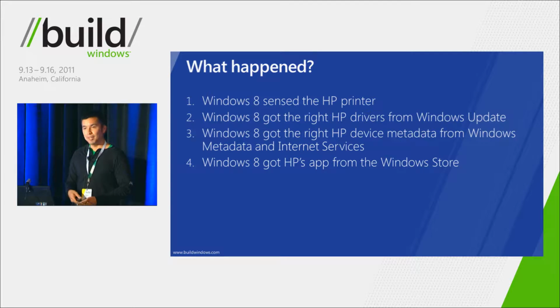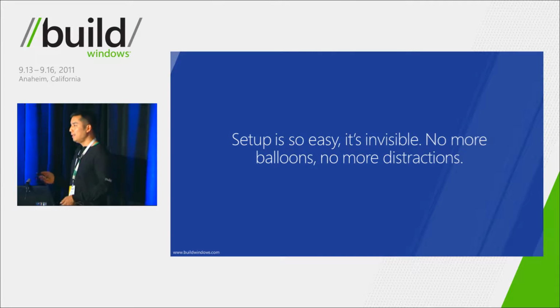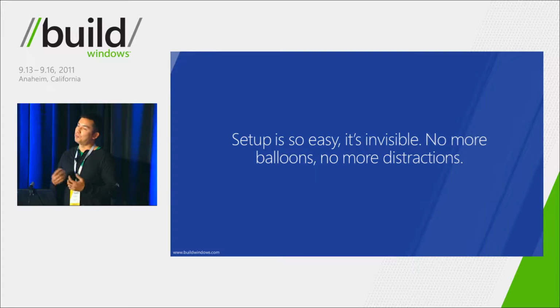So Windows automatically finds information about that printer, and part of that information said, HP has an app in the Windows Store that goes with that device. And so Windows automatically installed it. The interesting thing is what you didn't see. Setup really is now so easy, it is invisible. There are no more balloons, there are no more distractions, there are no more prompts. The user didn't have to go through any kind of wizard. I didn't have to click through anything or any kind of warnings. It just worked. And our goal here with Windows 8 is that all of your devices work. It's not about making setup easy. It's about your devices already work. You don't even go through a process to make them work.